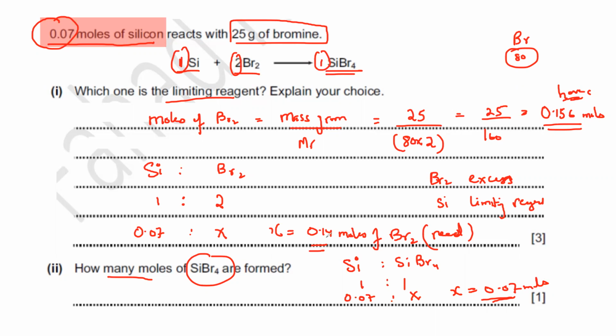Why did I not use bromine here? Because if I use bromine, I will get a wrong answer, as bromine is an excess reagent. Excess reagents are not completely used up. That's why you never use the excess reagent to calculate the amount of product. We always use the limiting reagent to calculate the amount of product.